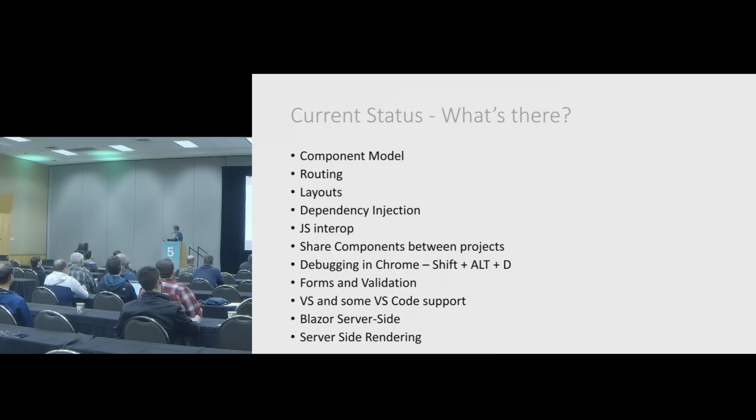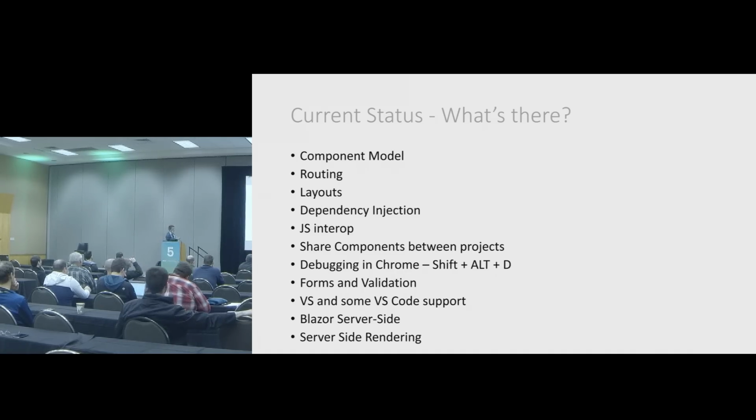So I can tell you what is there currently. So we have the component model that I showed earlier. We have routing. We have layouts, which I didn't really go over, but that's just MVC layouts and kind of the outer shell of your application. Dependency injection, calling JavaScript from C# that I showed earlier with the local storage demo. You can actually share components between projects, so you can get that consistent look and feel across all of your different applications. You can debug C# in Chrome, which is a little hacky, but you can't do it in VS quite yet, but they're working on it.